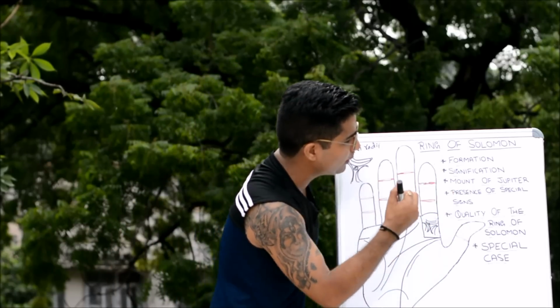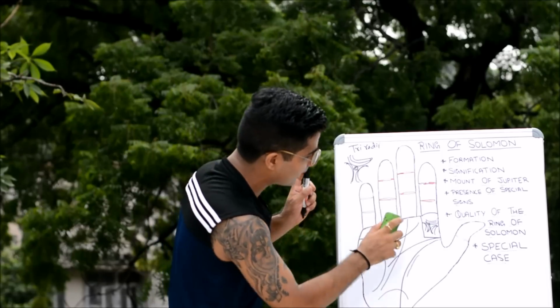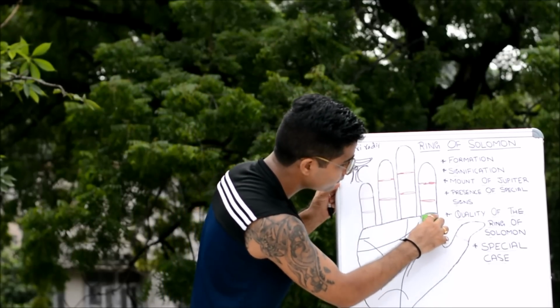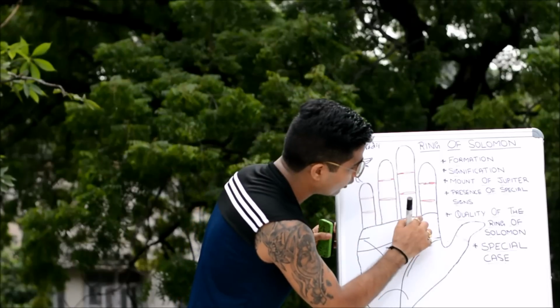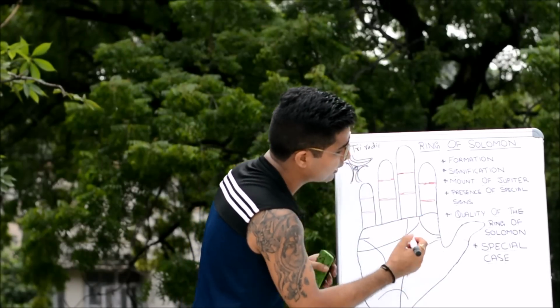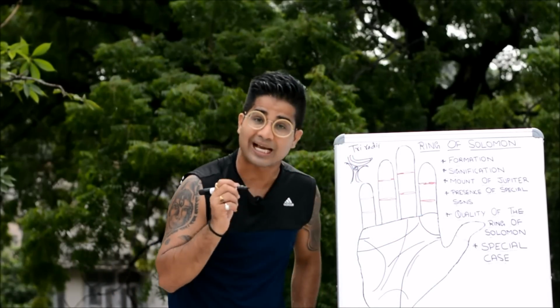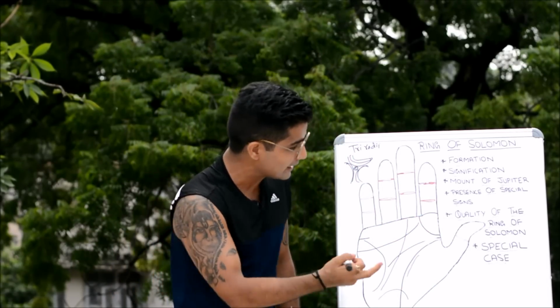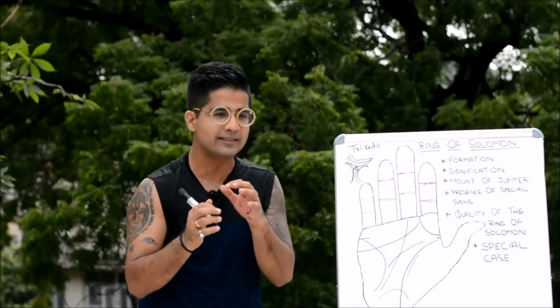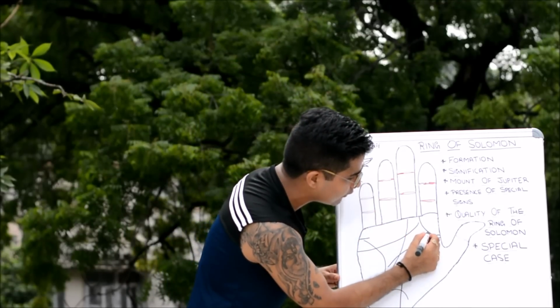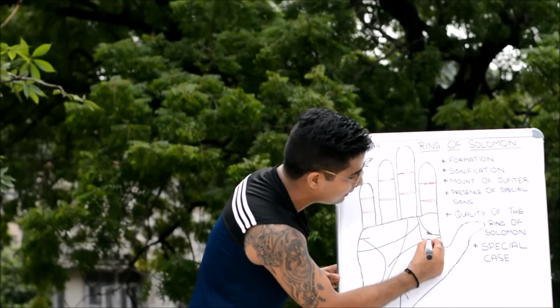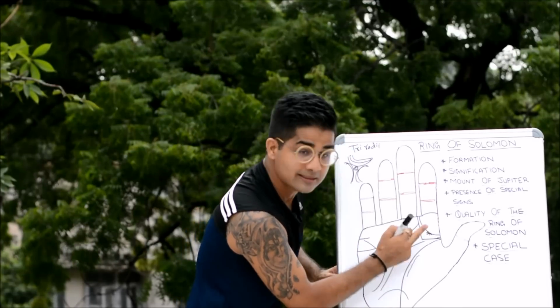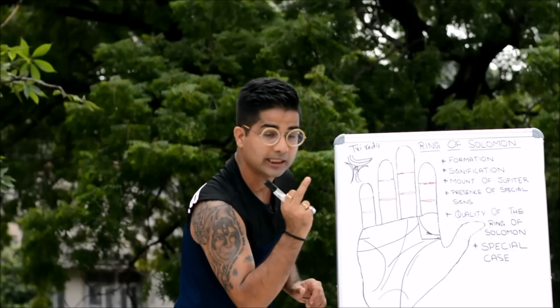Next is about the presence of special signs. What has been seen is that many a time you'll find, so this is the ring of Solomon, some kind of special symbols and signs attached to it. Let's say, for example, you have spotted this kind of star combination. It is in the mount of Jupiter, and the star is slightly touching the ring of Solomon.